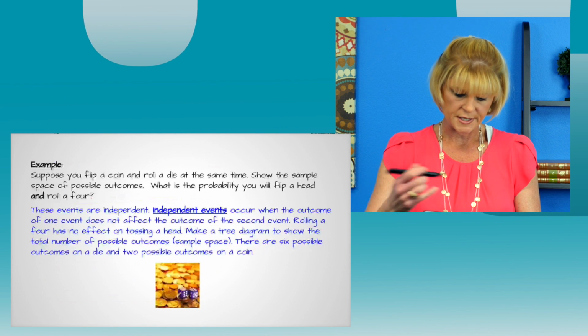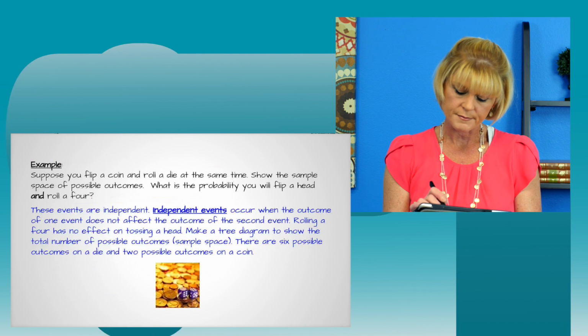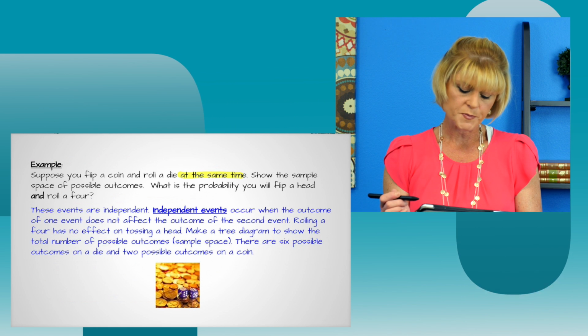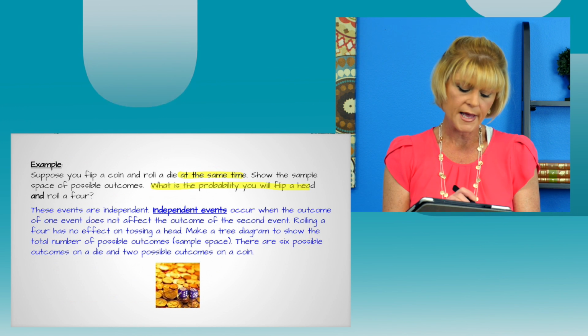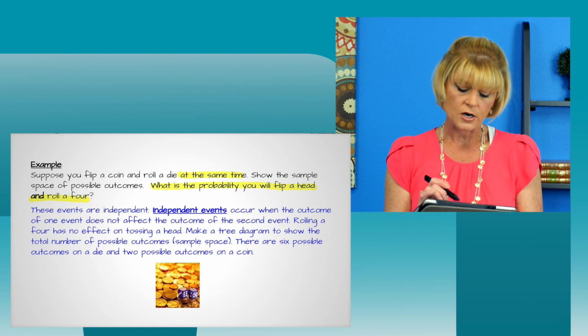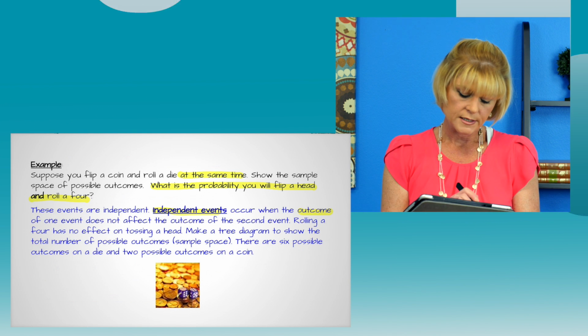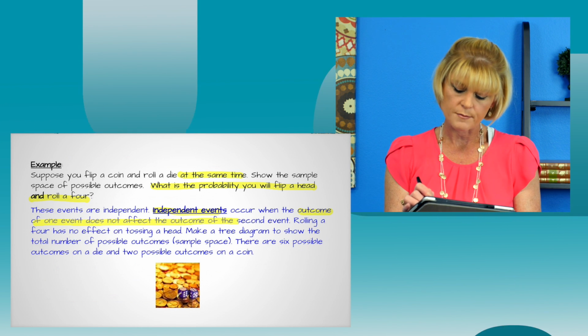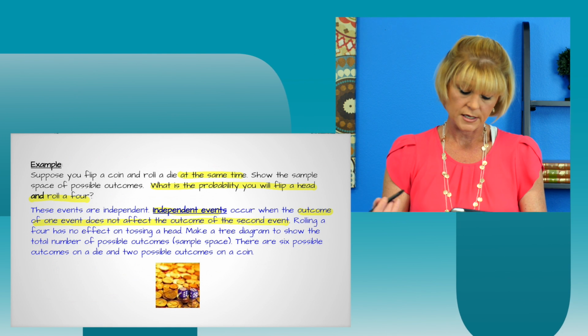Let's look at another example. Suppose you flip a coin and roll a die at the same time. Show the sample space of possible outcomes. What is the probability that you will flip a head and roll a 4? Again, these are independent events, and they occur when the outcome of one event does not affect the outcome of the second event. So rolling a 4 has no effect on tossing a head.